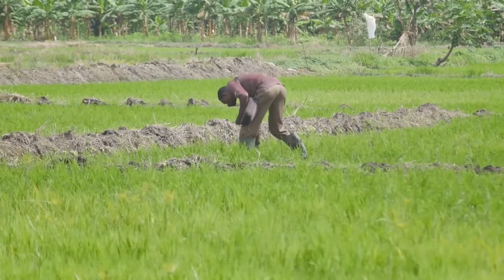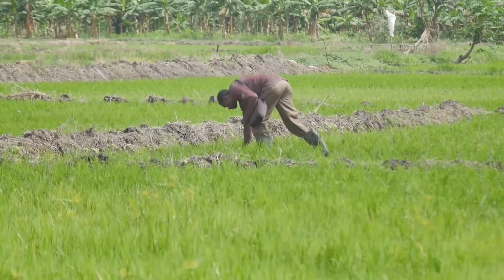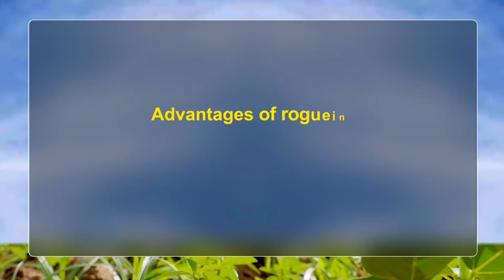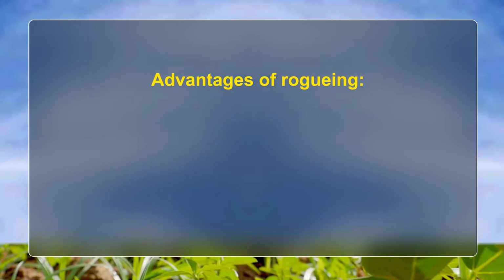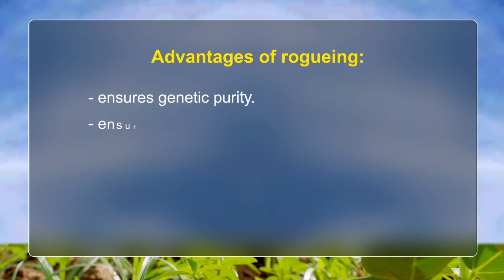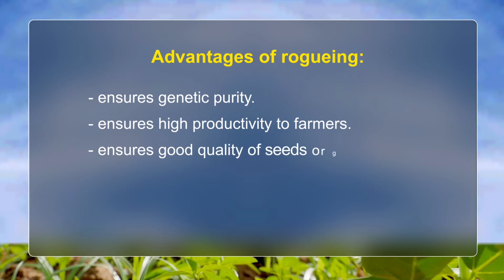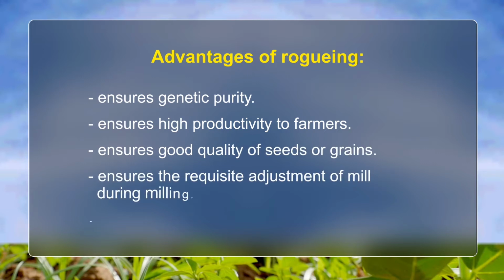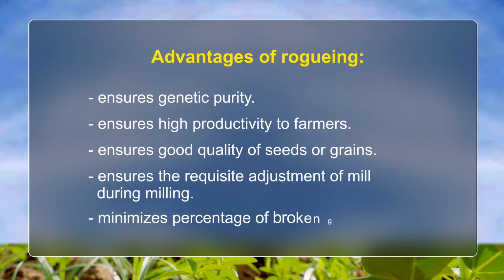Roguing is the act of removing off-types from a rice field to ensure purity. Advantages of roguing: ensures genetic purity, ensures high productivity to farmers, ensures good quality of seeds or grains, ensures the requisite adjustment of mill during milling, minimizes percentage of broken rice.